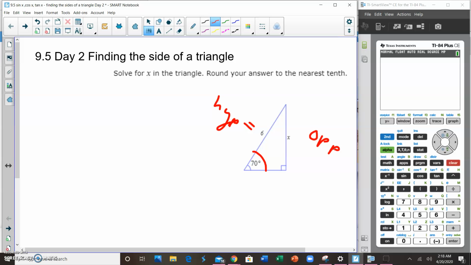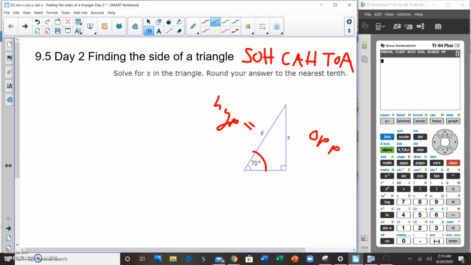So what we're going to do is use our sine, cosine, tangent ratios. So SOHCAHTOA. Sine, opposite over hypotenuse; cosine, adjacent over hypotenuse; tangent, opposite over adjacent. So if you're struggling with this, go back to the last video, 9.5, day 1.